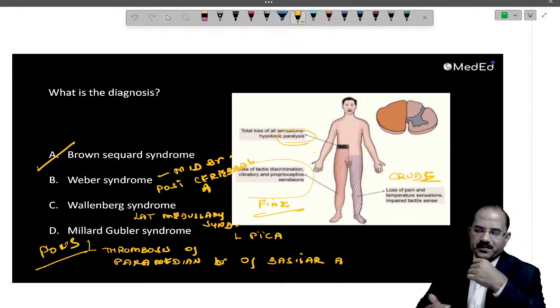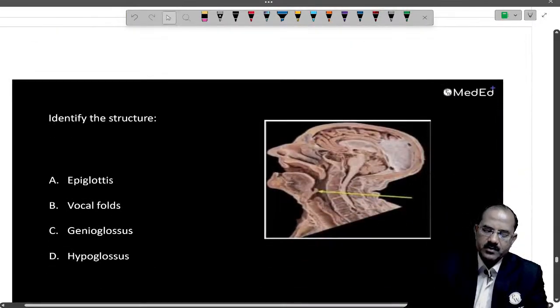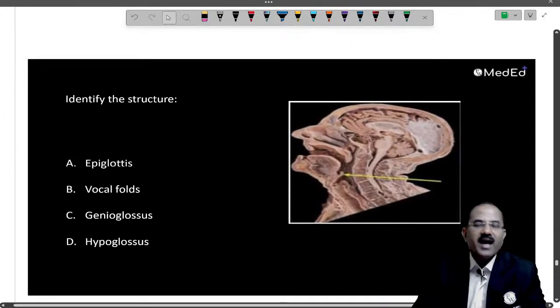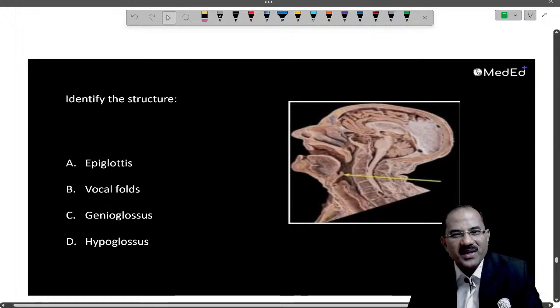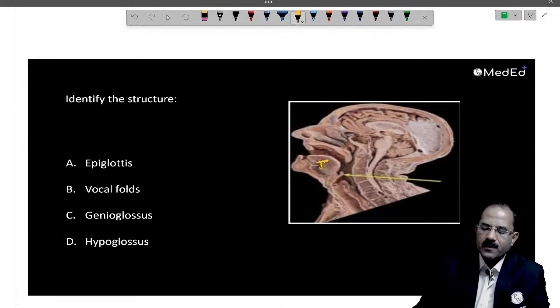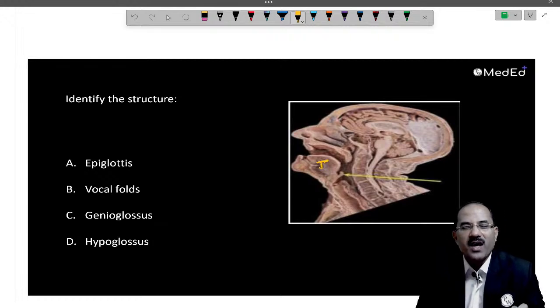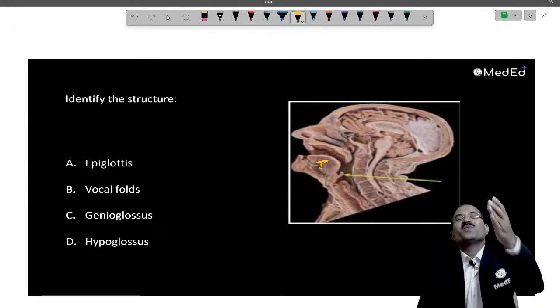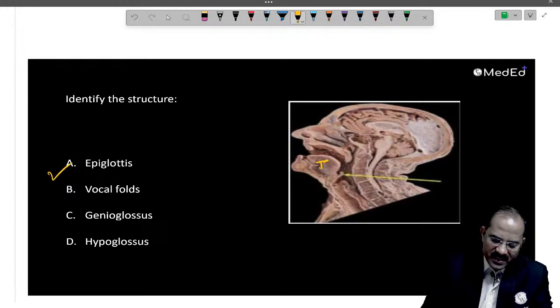Perfect, bachcho? We'll proceed to the next one. Identify the structure. Come on, bachcho, can you identify this marked structure? This is the tongue, right? Yes, this is the tongue. So what is this behind the tongue? When you do this, the thing comes up. The answer is epiglottis. And what's the nerve supply of the epiglottis? The internal laryngeal nerve.